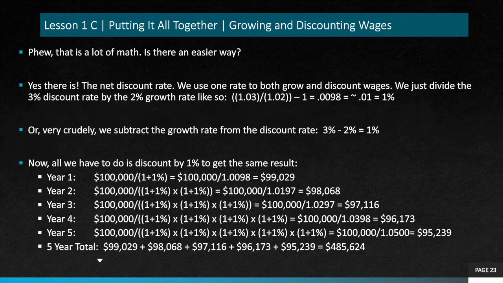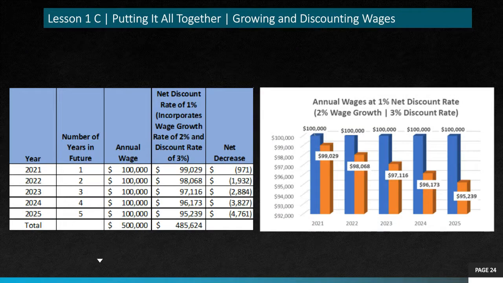So here we have, instead of growing it, we're just going to keep the wages flat, and we're going to be growing it and discounting it at the same time by using one discount rate.